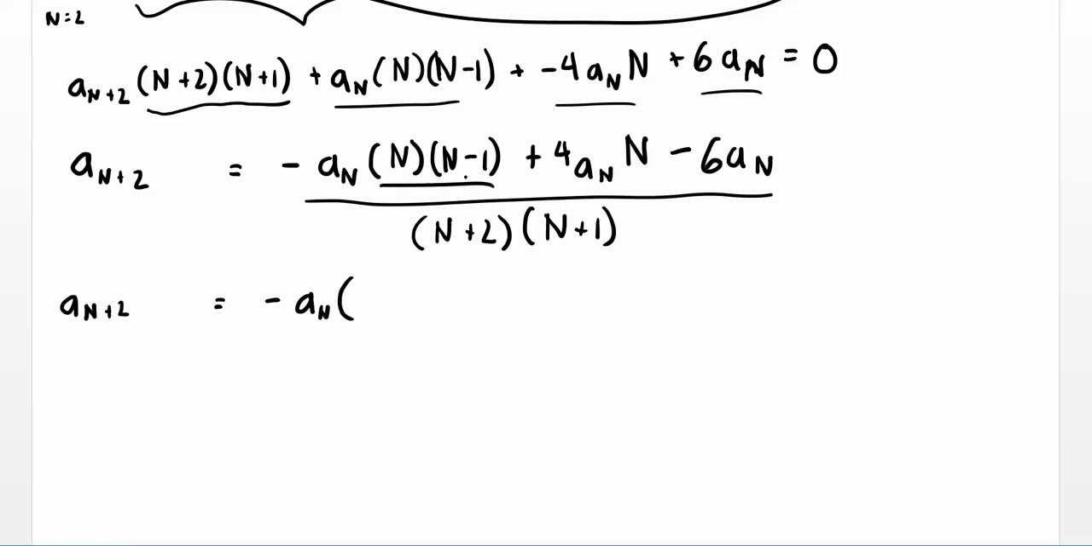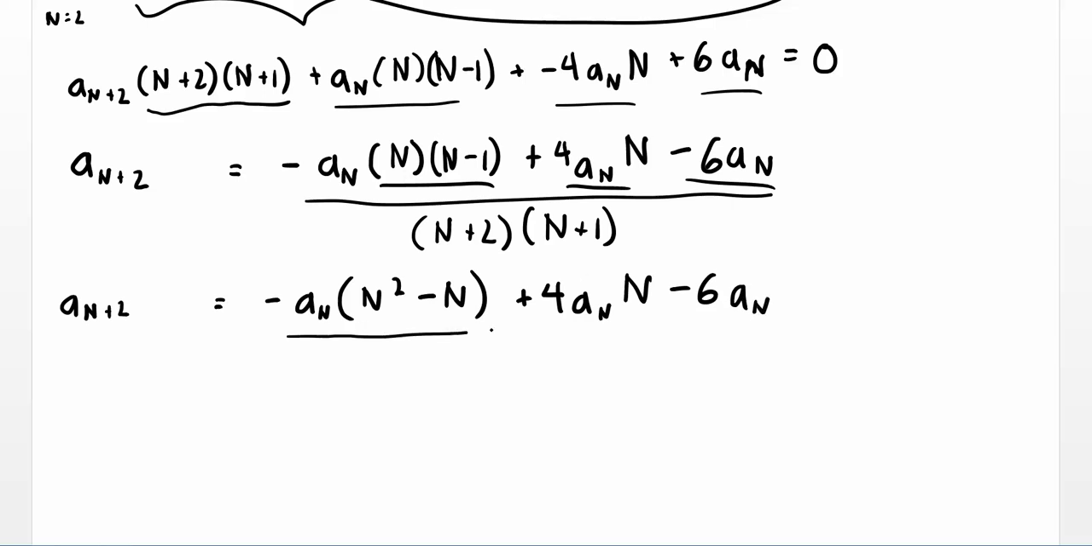If we multiply this out, we get n squared minus n. Adding these two terms together, minus 2 a sub, oh, so we can't add those two terms together, they're not like terms. So we'll leave those alone, plus 4a sub n times n minus 6 a sub n. We may as well just leave the bottom term factored, no problem. N plus 2, n plus 1.